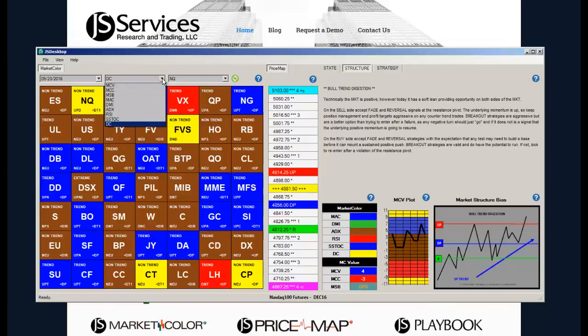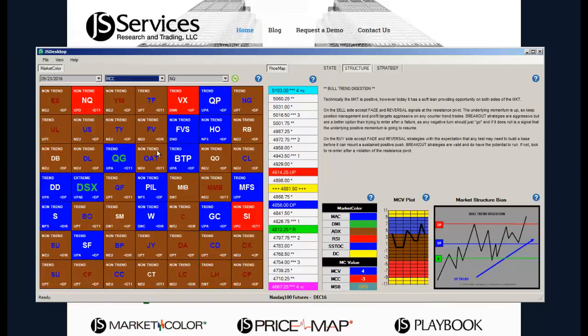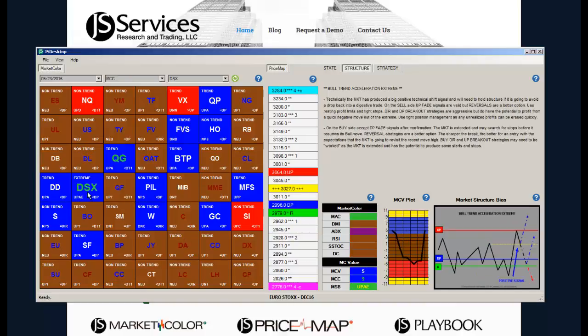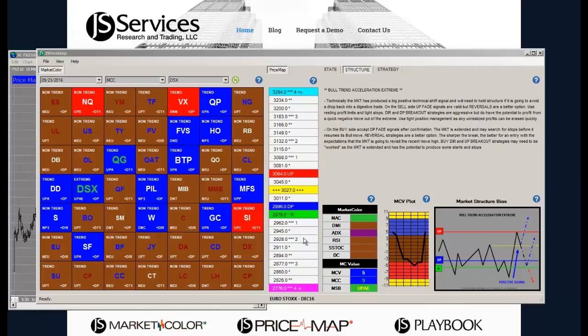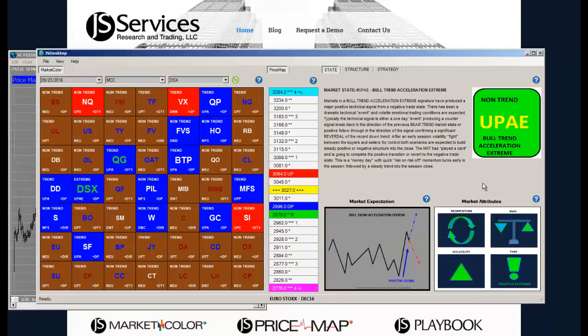Can also do a sort by MC value change, so this can be interesting of markets that are in play. Are they overextended? Take a look at the Euro stocks. We've got a market that does have some trending ability, had a positive signal in its moving average. A lot of brown still going on, and we had this big surge. So we have an MC value change of 9. So that's a little overdone. It's a little extreme technical shift. So we know we've had the big MC value change. We can take a look at the characteristics. And so this condition is a bull trend acceleration extreme.